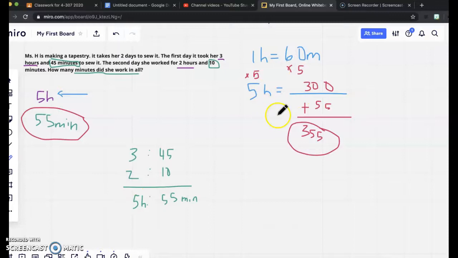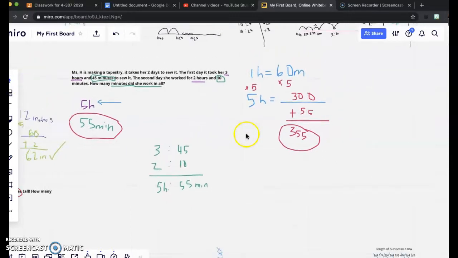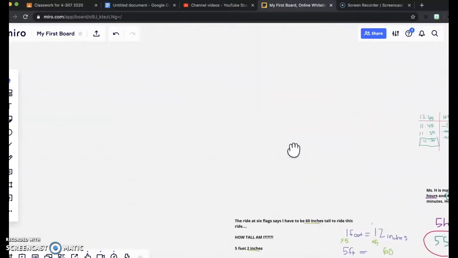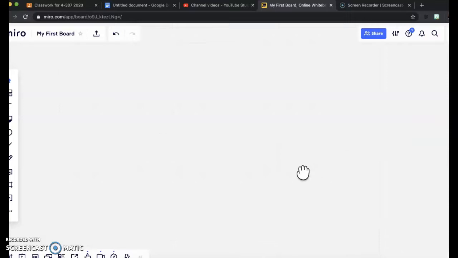All right, and then we just have to convert. I'm going to do one last problem with you guys, and then you guys are going to go off on your own. This time we're going to be working with feet and inches. I need to look for a blank space to actually write on because I have writing all over the place on this document. There we go.